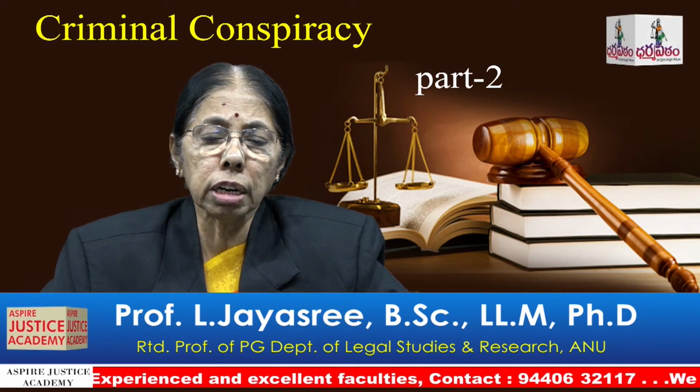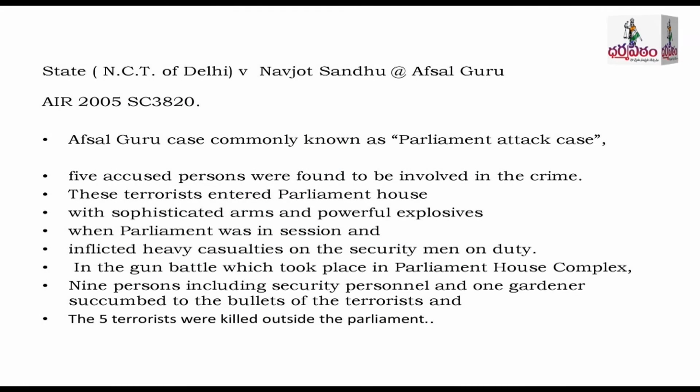Here, 5 accused persons were found to be involved in the crime, and these terrorists entered the Parliament House with sophisticated arms and powerful explosives when the Parliament was in session. These terrorists inflicted heavy casualties on the security men on duty, and nearly 9 persons, including Delhi police, security personnel and a gardener, succumbed to the bullets of the terrorists and were killed. Even these 5 terrorists were also killed outside the Parliament.